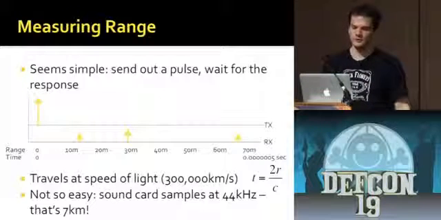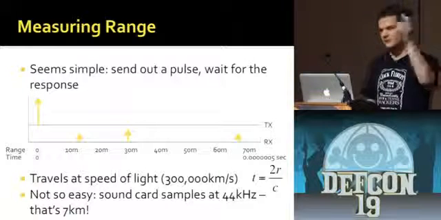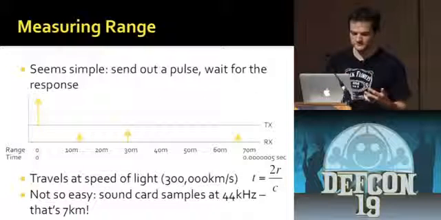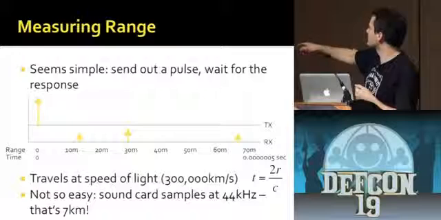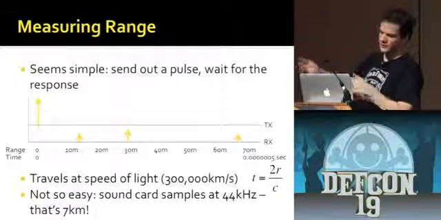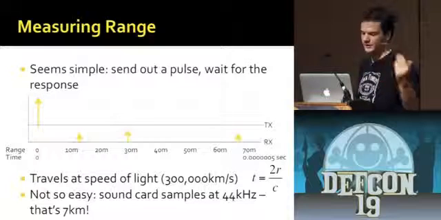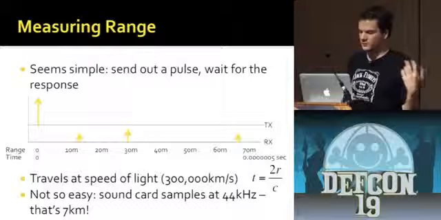So if we want to measure range, it seems pretty simple, right? We send out a pulse, just ping it out and wait for the response, and we just time how long that takes. So here's a visual depiction here. If we have a transmit pulse at time 0, then we're going to get some returns from some targets, and we're going to say one is 15 meters away, one is 30 meters, one is 65. And so that seems pretty easy. We just look for it on a scope or something.